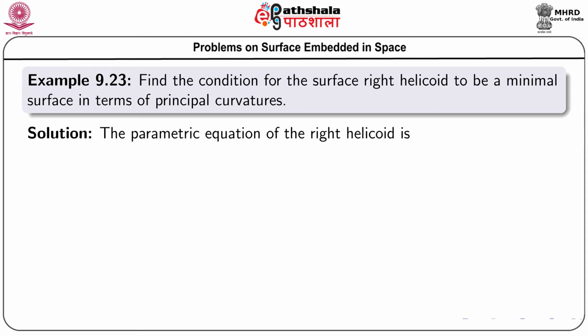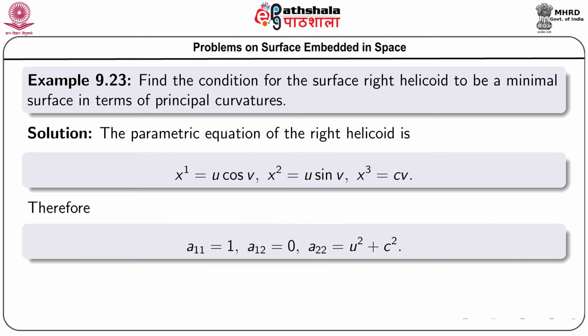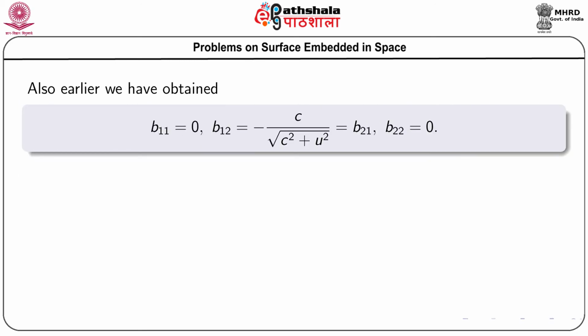Just from the previous example, we know this one: x1 equals u cos v, x2 equals u sin v, x3 equals c v, the equation for right helicoid, a11, a12, a22. In a similar manner, what we have obtained: a upper 11, a12, a upper 22, and also we have obtained b11 equals 0, b12 equals minus c by root over c square plus u square, and b22 equals 0. So, all are required to find the principal curvatures, and b is this one.